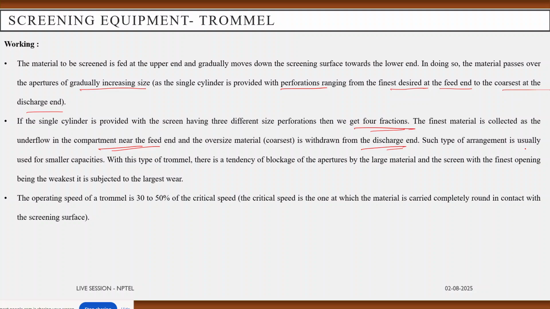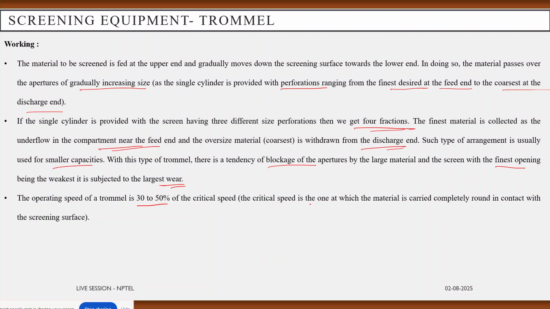Such type of arrangement is usually used for the smaller capacities. With this type of trommel, there is a tendency of blockage of the aperture by large material throughput, and the screen with the finest opening, being weakest, is subjected to the largest wear. The operating speed of the trommel is 30 to 50% of the critical speed.